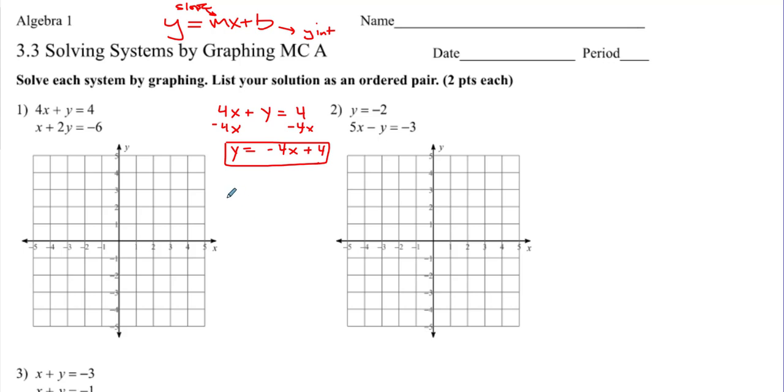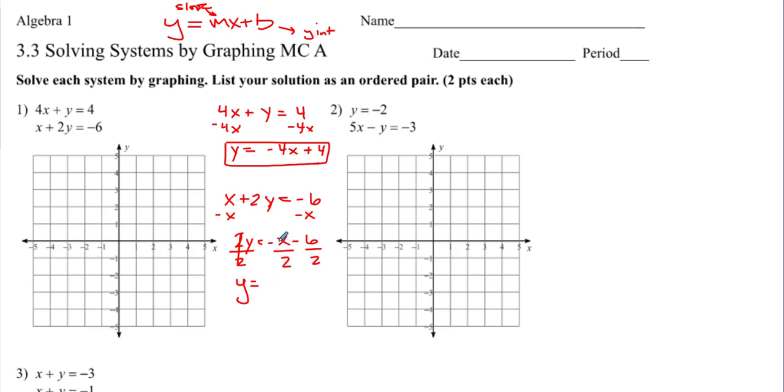I'm good to go. So down here I've got x plus 2y. Oop, let's fix that up. x plus 2y equals negative 6. Same thing, I'm going to subtract this x. Then I'm going to have 2y equals negative x minus 6. But in this case, we've got that 2 out front, so I've got to get rid of that. I'm going to divide every term by 2. Okay, these go away. I've got y is equal to.